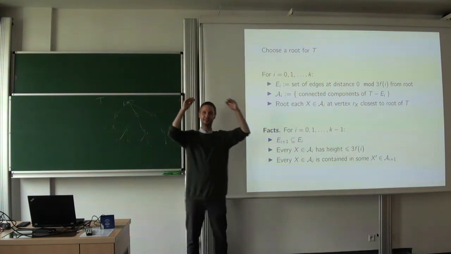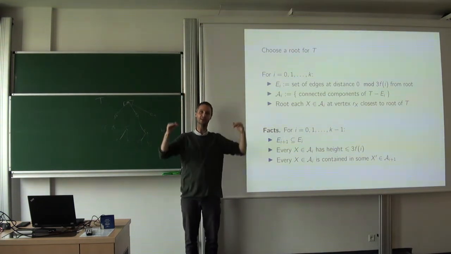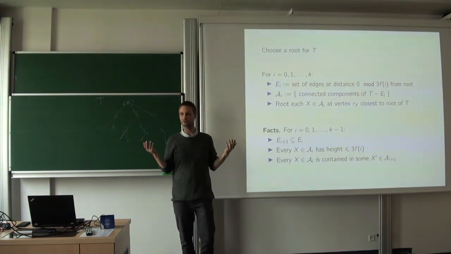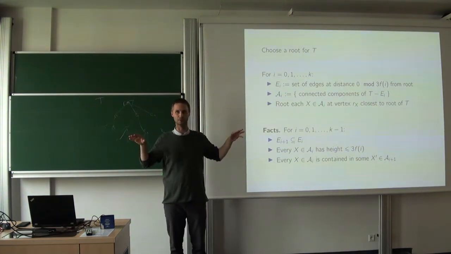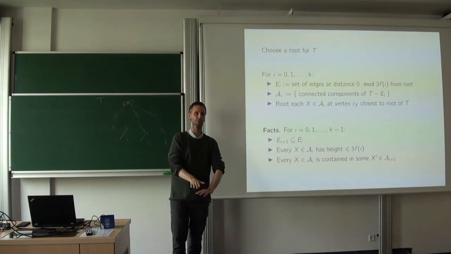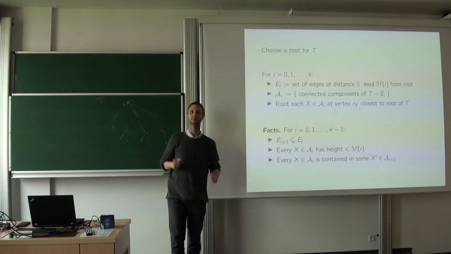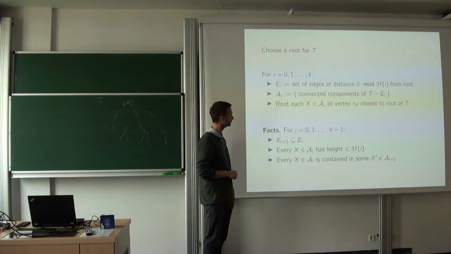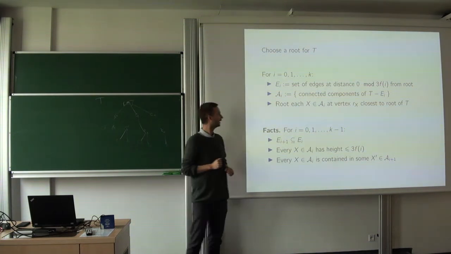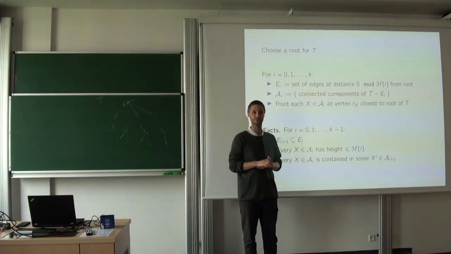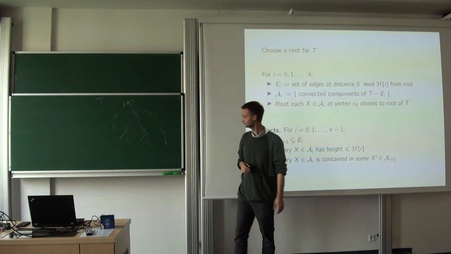Okay, so you have this picture in mind, right? You have your rooted tree, and then, every 3f(i) level, you remove all the edges between that level and the previous one. So what you end up with is a bunch of connected components, a bunch of small trees. The height of these trees would be at most 3f(i). Why at most? Well, it could be a bit less towards the end of the process, right? But in the typical setup, in the middle, it would be 3f(i), and then at the boundary, it could be less. Now, these small trees are naturally rooted. Just root them at the vertex closest to the root of T. Right, so that's the setup.